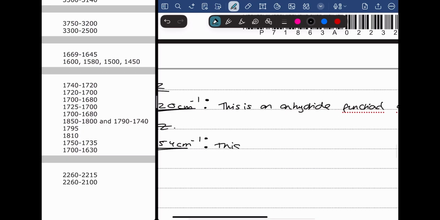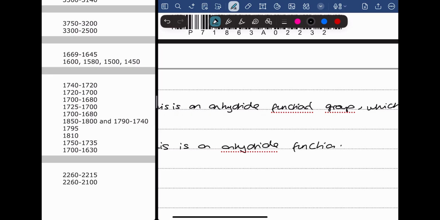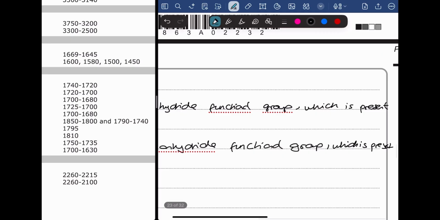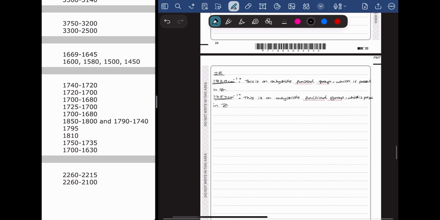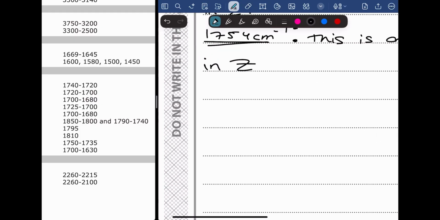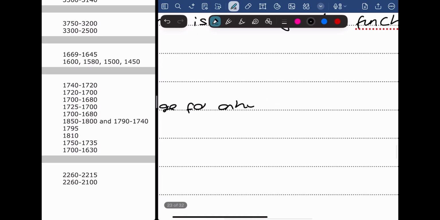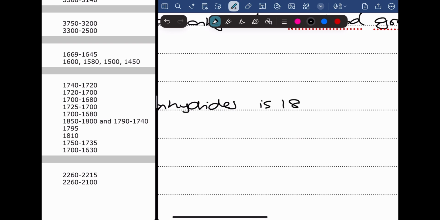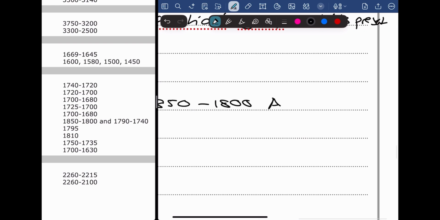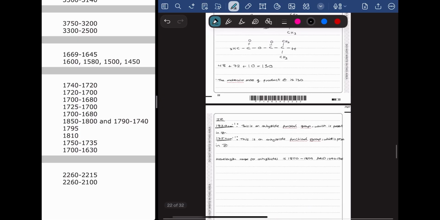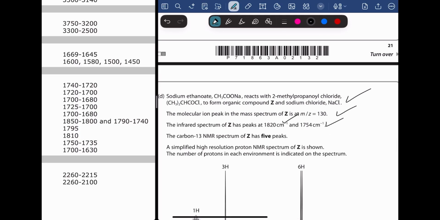So we can say again, this is an anhydride functional group, which is present in Z. And then I guess we could say the wavelength range for the anhydride is 1850 to 1800, and 1790 to 1740, and those both match with the peaks that the question has given. So we can take that one off now as well.